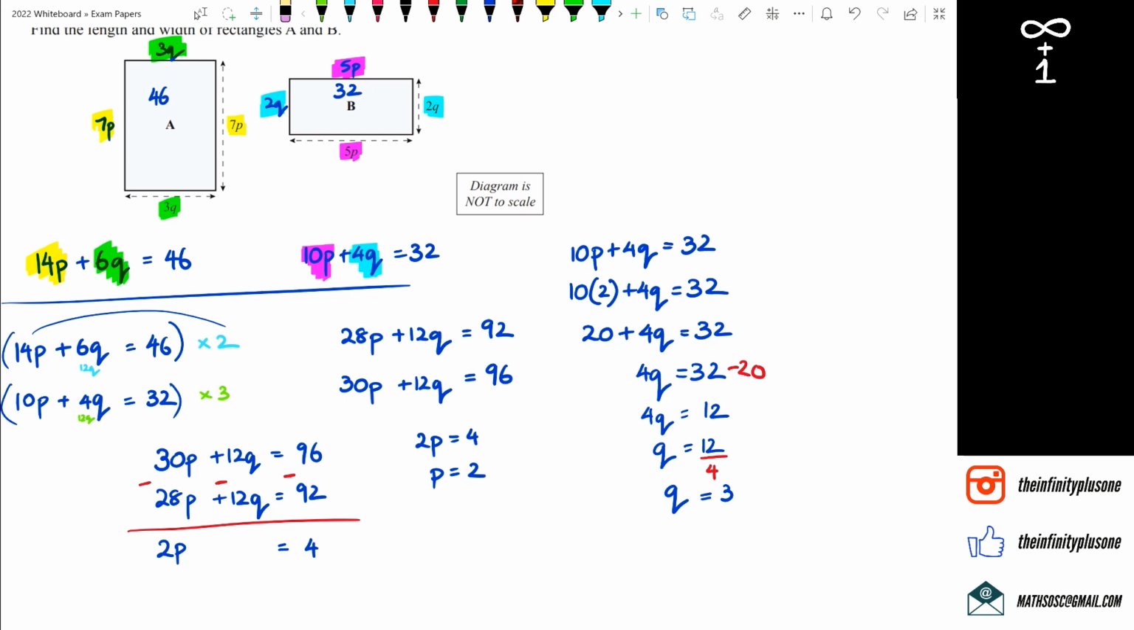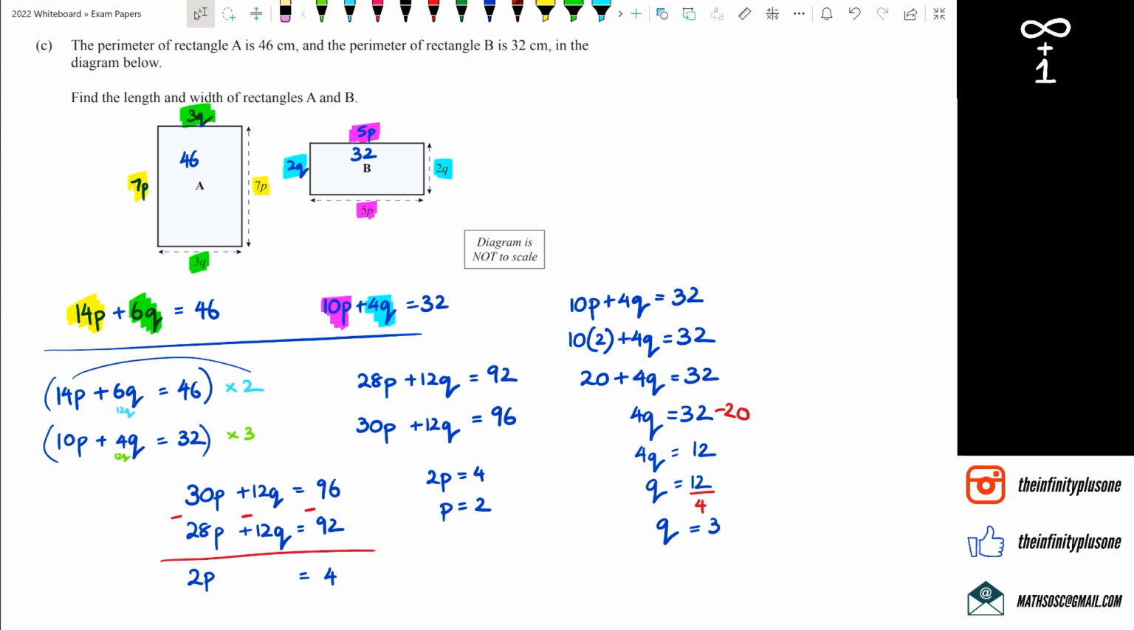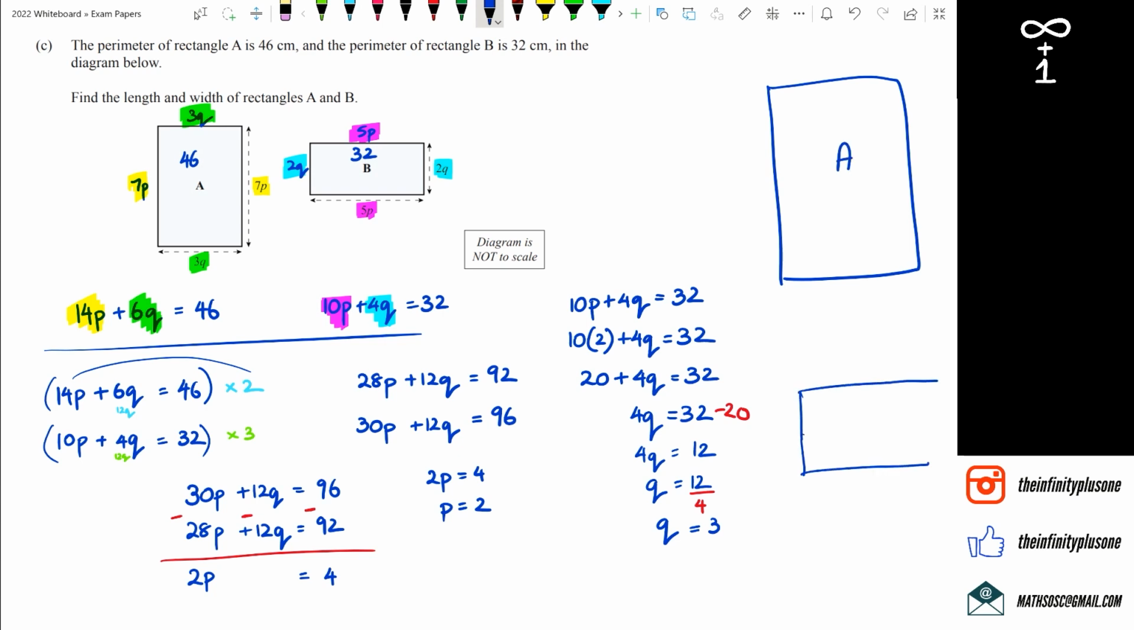Now here's the thing. If I go back to the question, it actually says find the length and width of rectangle A and B. I've got what p is. p is equal to 2 and q is equal to 3. So I'm going to do this up here so you guys can see this. So this is rectangle A, and this here is rectangle B. So now for A, we've actually got 7p and 3q.